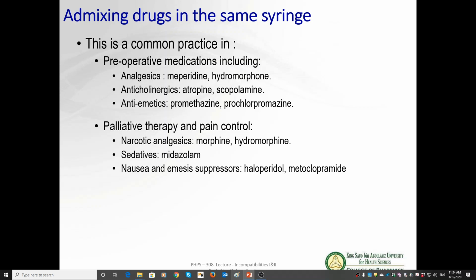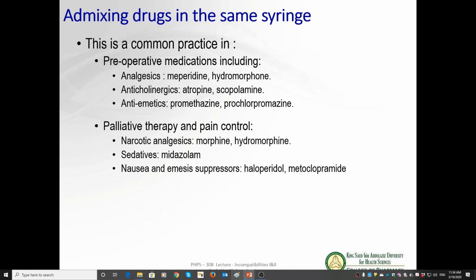The small volume mixing of drugs is also sometimes needed. We mentioned the chance of incompatibility is high, but in certain situations it is required. For example, preoperative medication, given to a patient shortly before a surgical operation, is a combination that should be given quickly, and normally they might be mixed in one syringe. For example, analgesics like hydromorphone, atropine, anticholinergic drugs, and antiemetics like promethazine are known as preoperative medication.